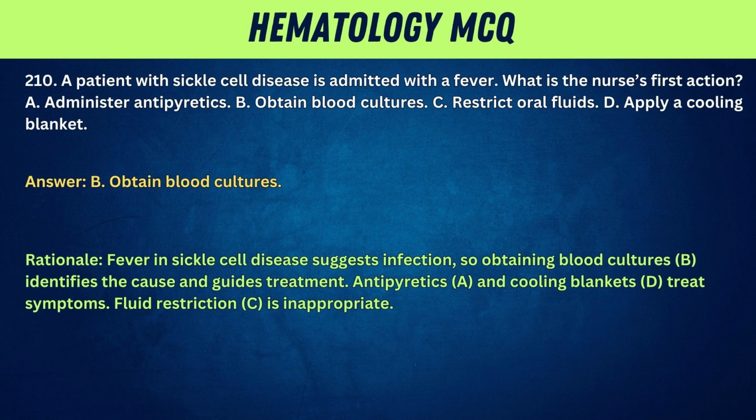Answer. B. Obtain blood cultures. Rationale. Fever in sickle cell disease suggests infection, so obtaining blood cultures, B, identifies the cause and guides treatment. Antipyretics, A, and cooling blankets, D, treat symptoms. Fluid restriction, C, is inappropriate.